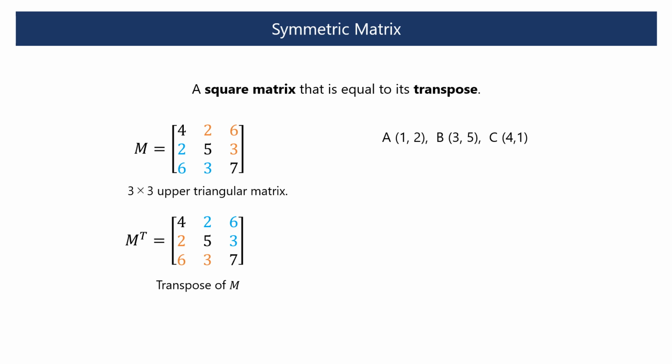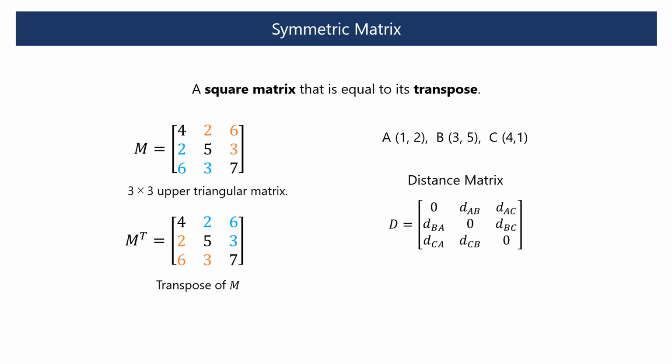Imagine you have 3 points on a two-dimensional plane, point A, B, and C. We want to calculate the distances between these points. We can create a distance matrix where each element represents the distance between these points. DAB is the distance between point A and point B. DAC is the distance between point A and point C, and so on.